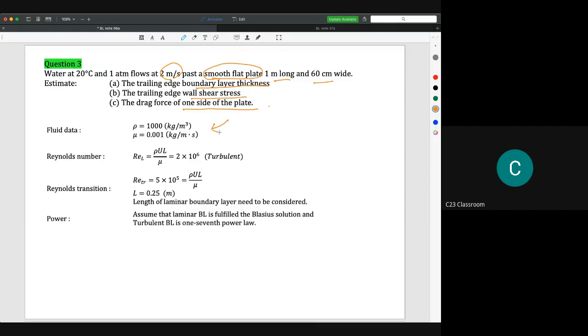So first we calculate the Reynolds number at the end of the plate. It is 2.2 times 10 to the power of 6. So it is turbulent. And then we need to calculate the critical Reynolds number.